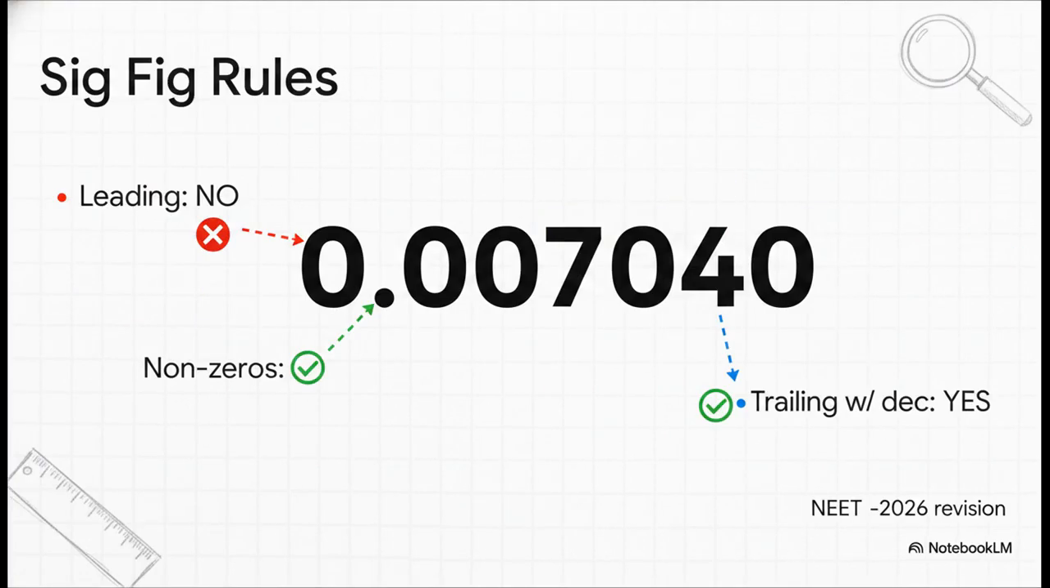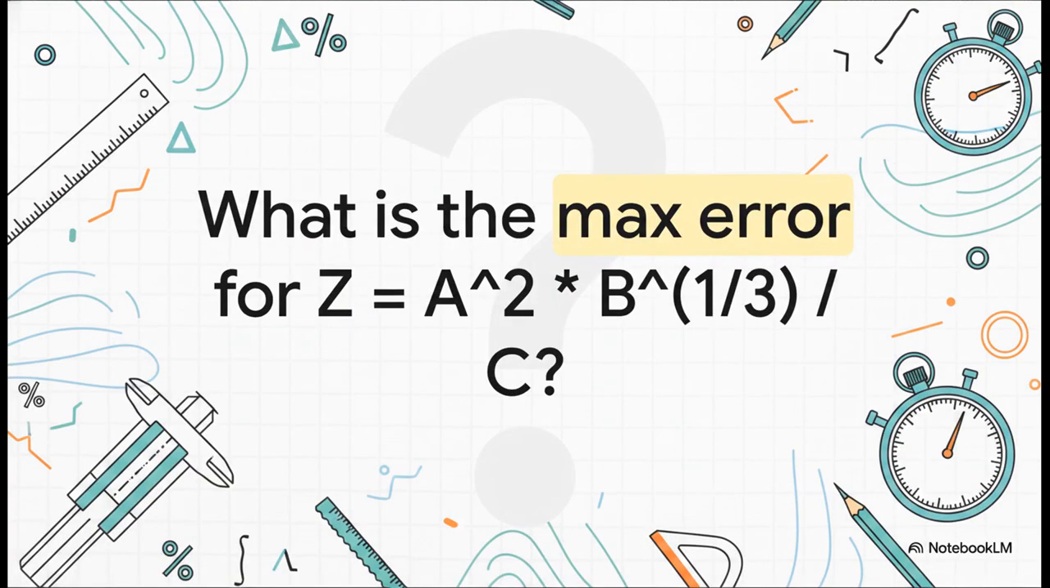But here's your cheat sheet. 1. Leading zeros never count. They're just placeholders. 2. Non-zero digits always count. 3. Trailing zeros only count if there's a decimal somewhere in the number. So applying this to 0.007040, we ignore those first 3 leading zeros, we count the 7, the trapped 0, the 4, and, because there's a decimal present, we count that final trailing 0. 4 significant figures. The answer is B. Up next, MCQ 5.